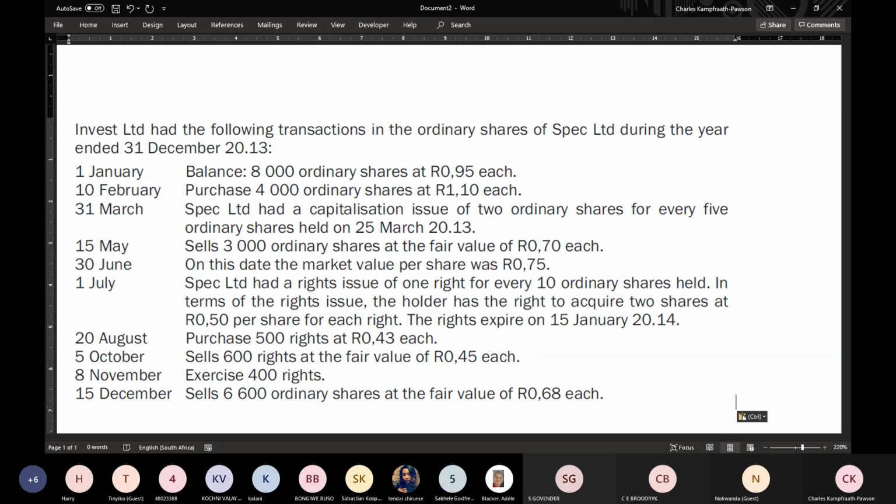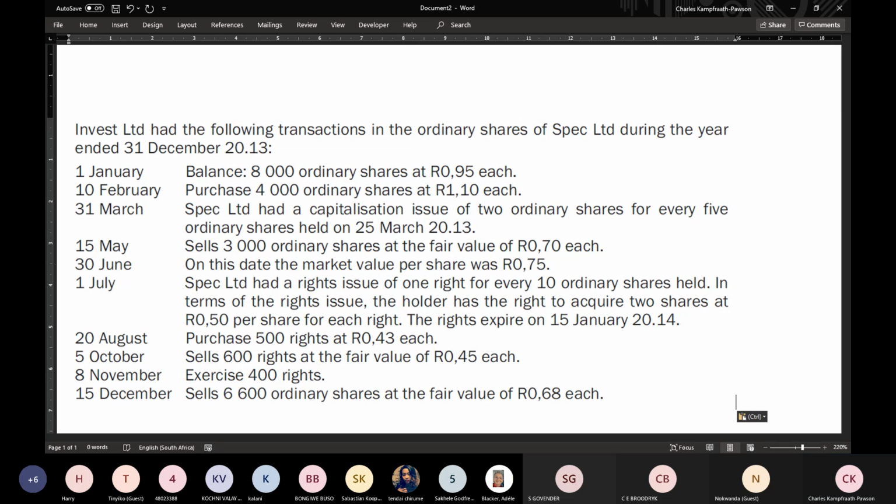15 May, we sell 3,000 ordinary shares at the fair value of 70 cents each. And 30 June, on this date, the market value per share was 75 cents. The 1st of July, Spec Limited had a rights issue of 1 right for every 10 ordinary shares held. In terms of the rights issue, the holder has the right to acquire 2 shares at 50 cents per share for each right. The rights expire on 30 January 2014.